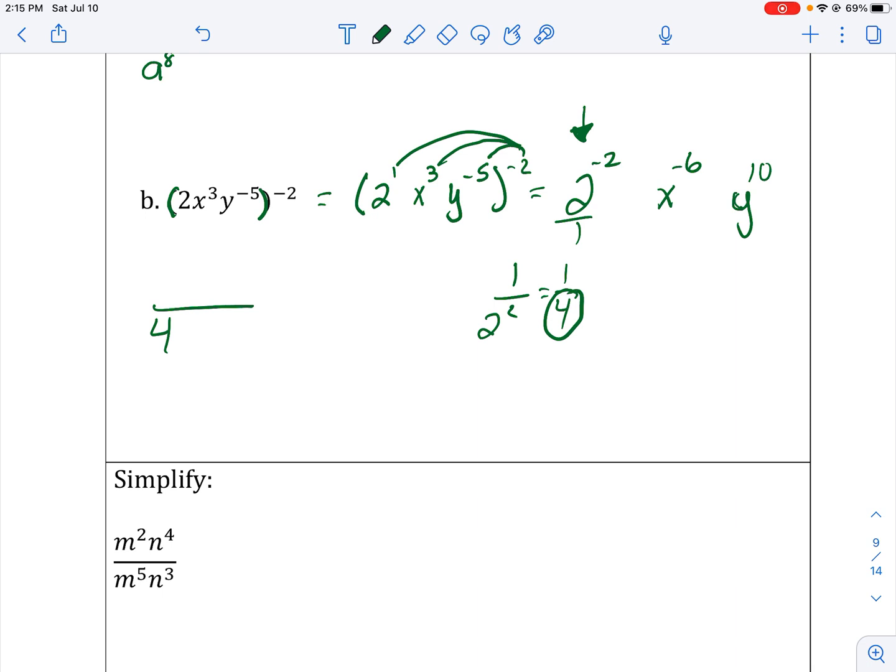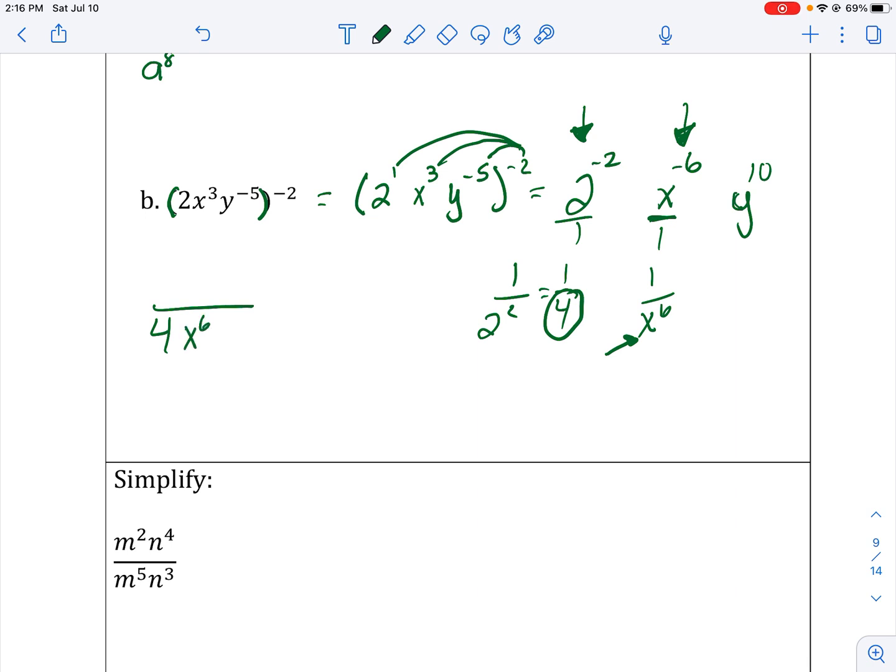Then I look at my x to the negative 6th. It's not currently a fraction, so let's make it over 1. And I take the reciprocal to make that x positive. So I flip, and I'm left with 1 over x to the 6th, where x to the 6th is in the denominator. So down here with my 4, I put x to the 6th.